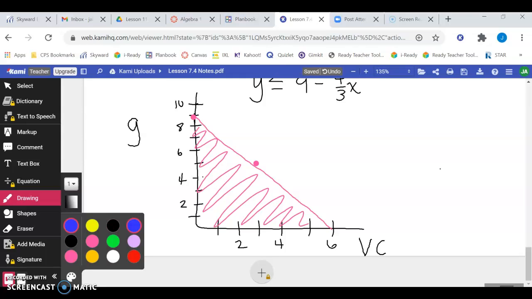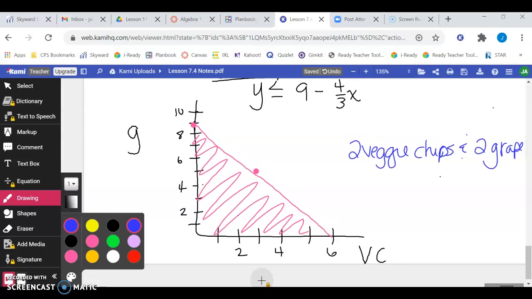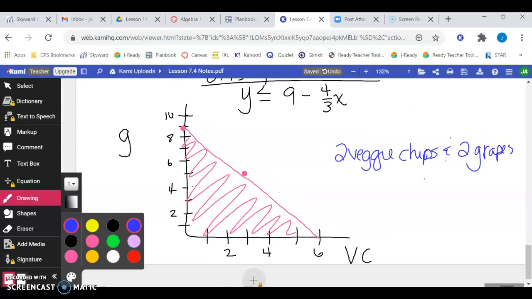So I'm going to say 2, 2 falls into that region. So 2 veggie chips and 2 bunches of grapes. And then one other ordered pair would be right here, 4, 1. So there's lots of answers that we could pick from here. So 4 veggie chips and 1 bunch of grapes. Those are 2 possible answers.